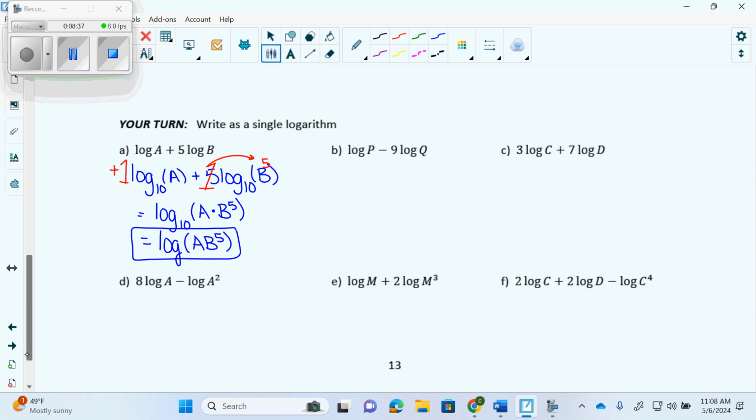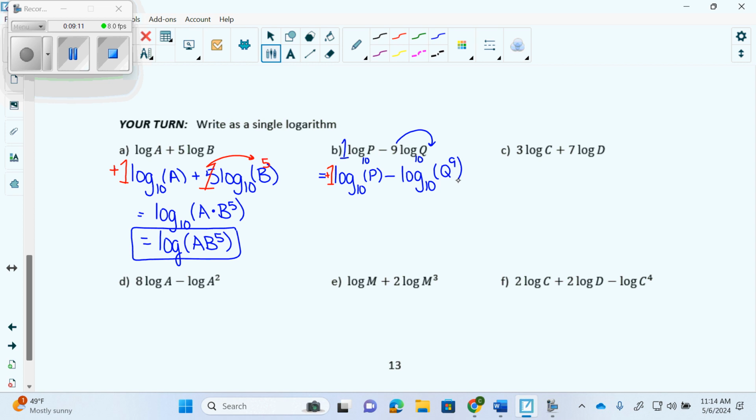You guys try out the other ones. Go. Okay. So this one here, I don't have any bases, so I'm immediately going to put base 10 on both of them, so it screams put me together. We agree? Okay, I can't put them together currently, because here I have a plus 1 in front, and here I have a 9. So I have to go log base 10 of P. This one's good to go. It has a plus 1 in front. This one I have to bring the 9 up, join the Q, and put in brackets. So minus log base 10 of Q to the 9.